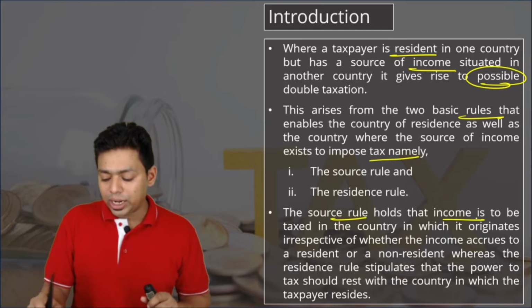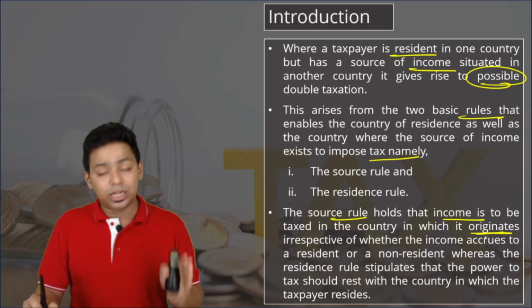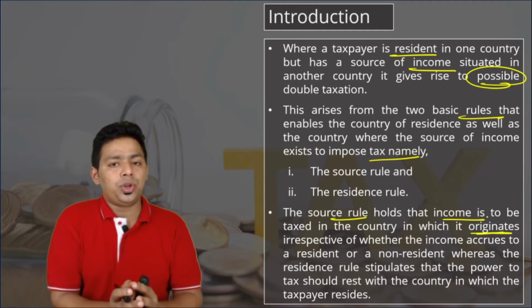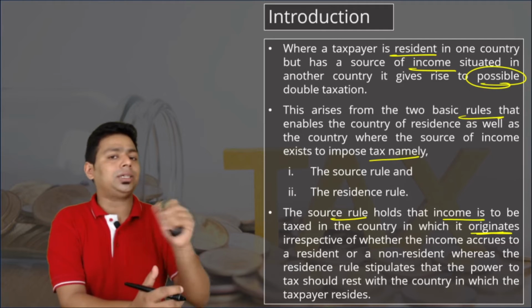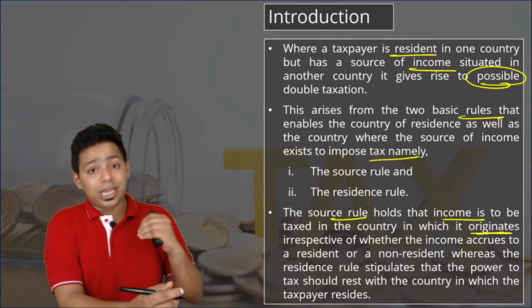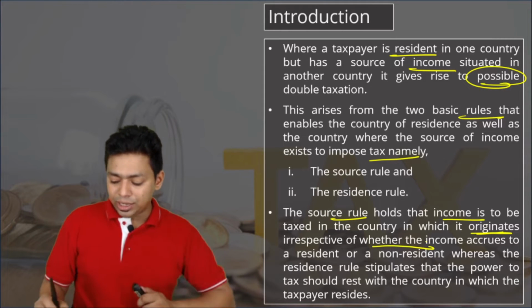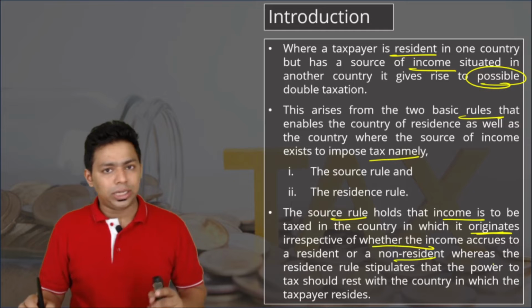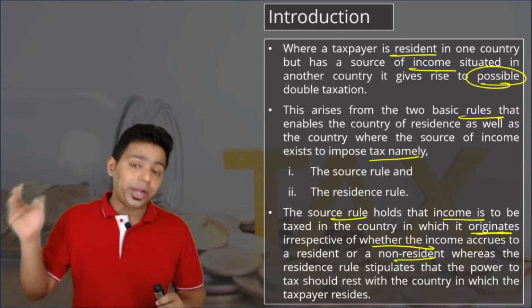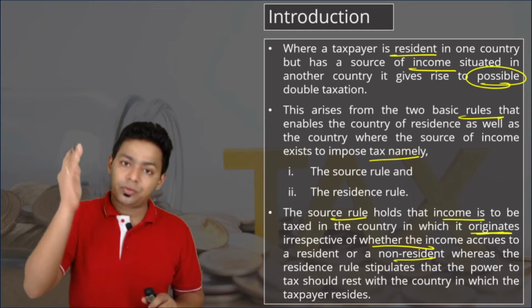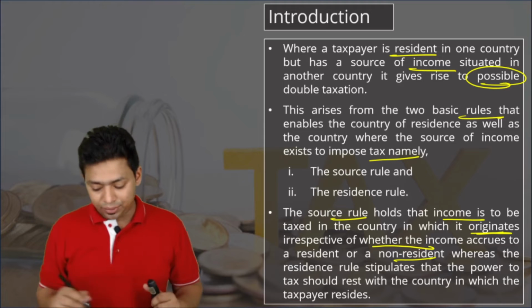The source rule holds that income is to be taxed in the country in which it originates. So if income is originating in Canada, it is taxable in Canada. If it is originating in the USA, it is taxable in the USA. If it is originating in India, it is taxable in India, irrespective of whether the income accrues to a resident or a non-resident. The same law we have in India as well. You know that any income earned in India, according to income tax, is taxable in the hands of a resident ordinary resident, non-ordinary resident and even a non-resident.